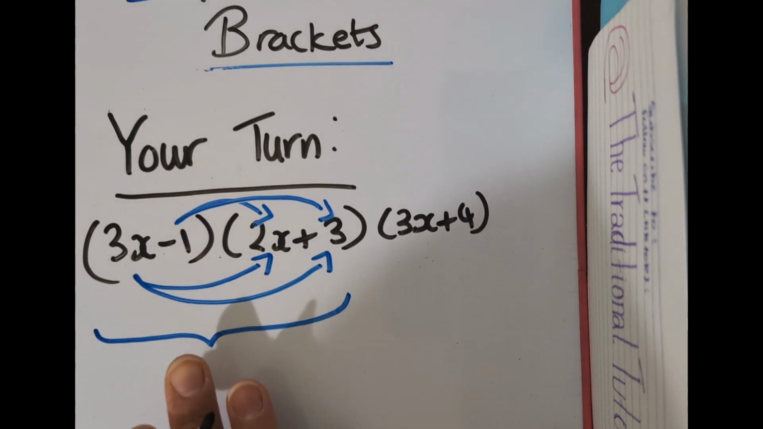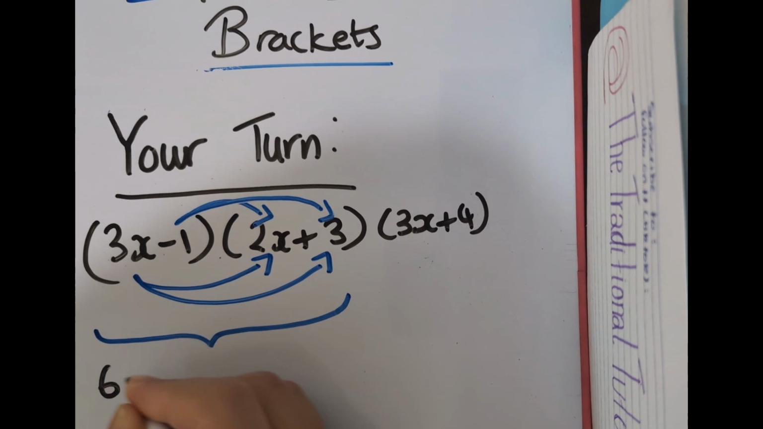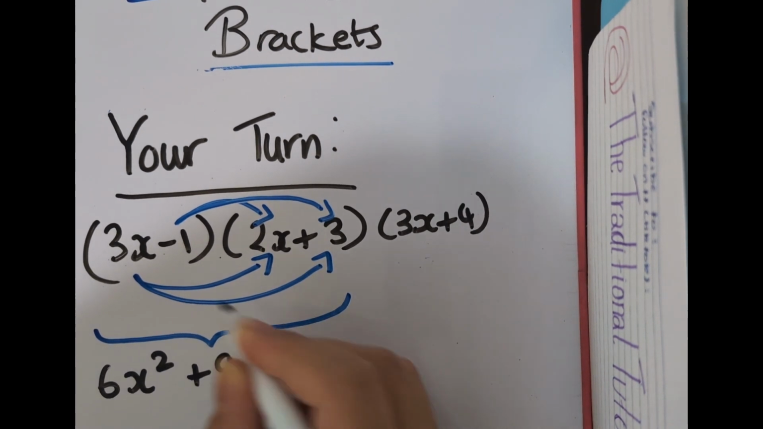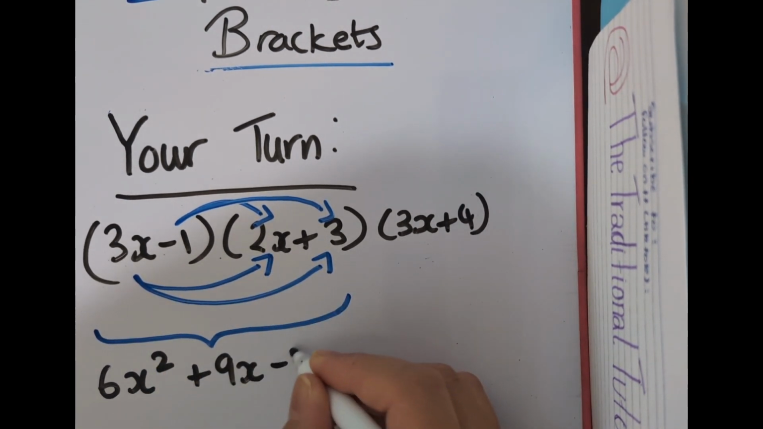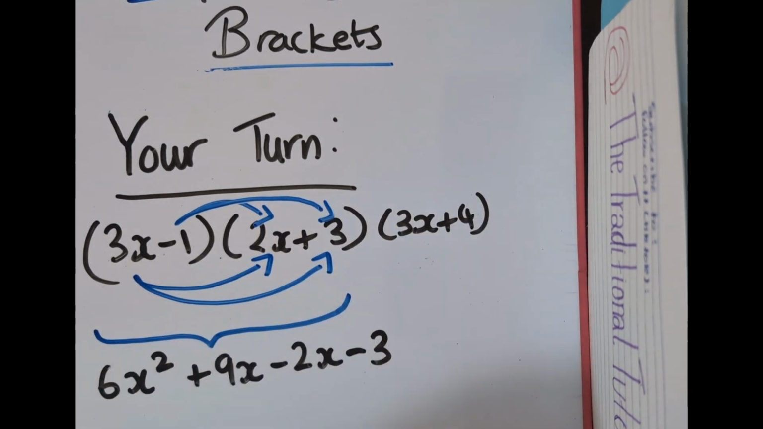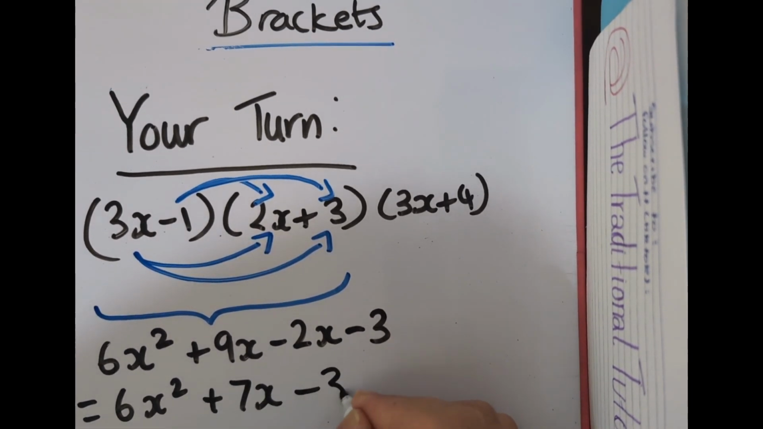Now I'm just going to do 3x times by my 2x first, which gives me 6x squared, and then 3x times by plus 3 gives me plus 9x, and then minus 1 times by 2x gives me minus 2x, minus 1 times by plus 3 gives me minus 3. Okay, now I'm going to collect my like terms, which gives me 6x squared, plus 9 minus 2 gives me plus 7x. Then I've just got minus 3.